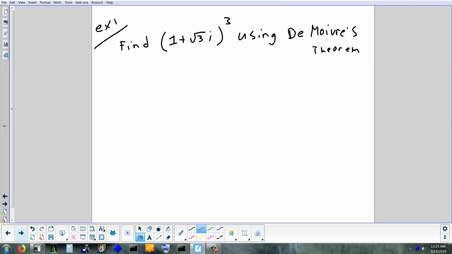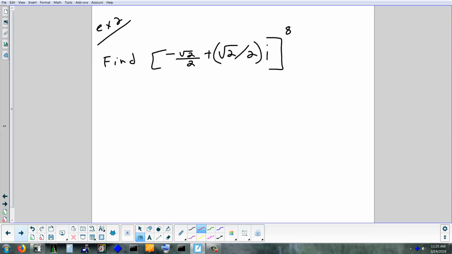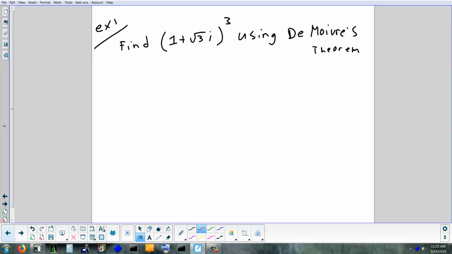All right, so this is one you could argue you probably could cube out in a reasonable amount of time. It wouldn't really take that long to do it. But the next one we're going to do is to the 8th power. You would really need DeMoivre's theorem. So even though DeMoivre's theorem doesn't save you a ton of time on this one, let's practice it. And then we'll practice it one more time.